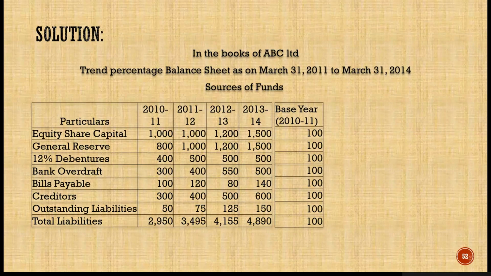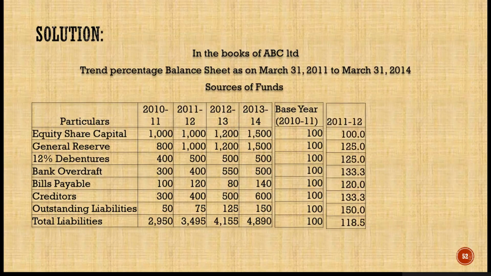In case of 12% debentures, the formula will be 500 divided by 400 into 100. So by doing these calculations, we will arrive at this. You can see all figures show increase. So that's why there is increase in all the figures except equity share capital. All trend percentages are more than base year, that is more than 100.